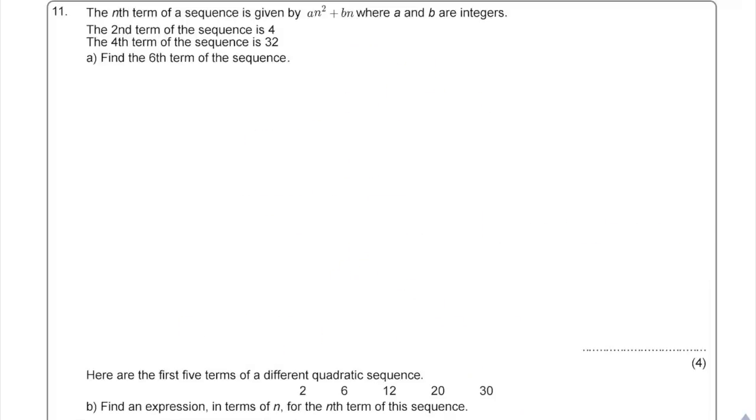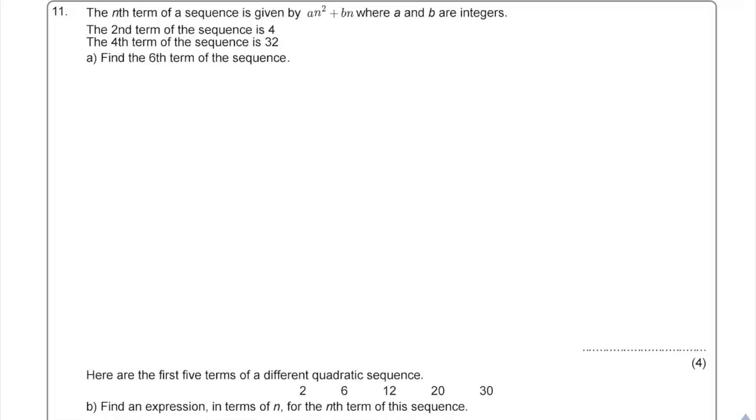Question 11 says the nth term of a sequence is given by an squared plus bn, where a and b are integers. The second term of the sequence is 4. The fourth term of the sequence is 32. Find the sixth term of the sequence.